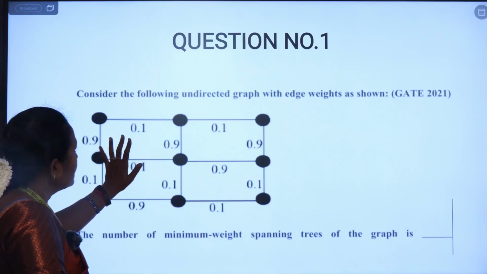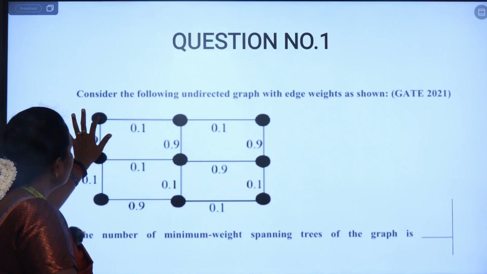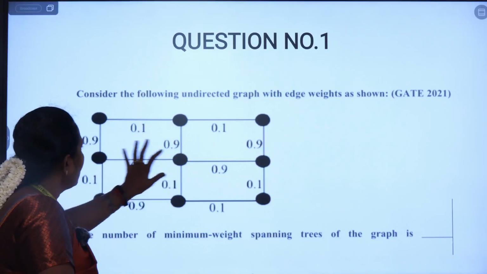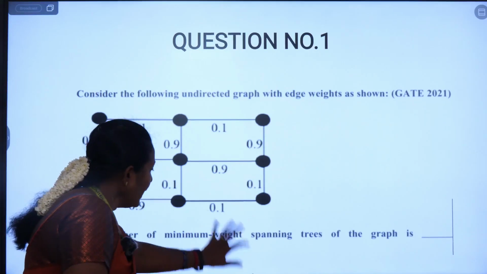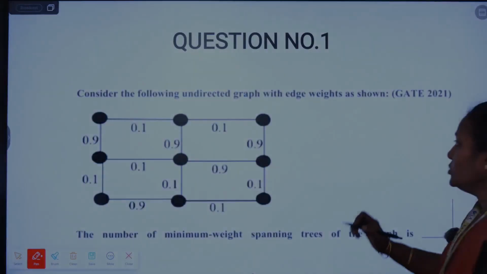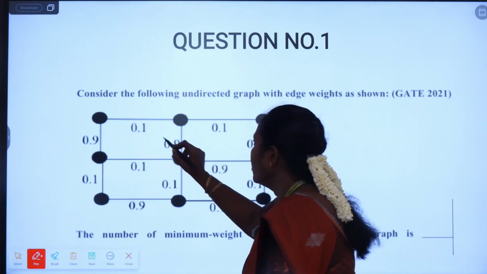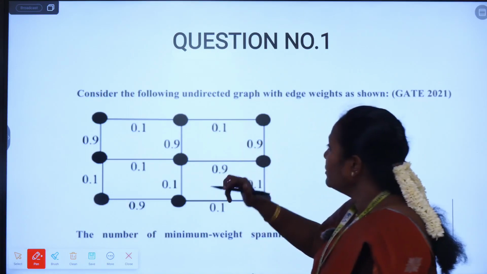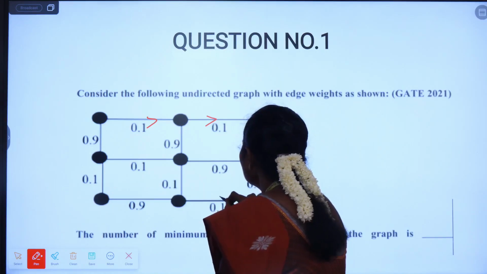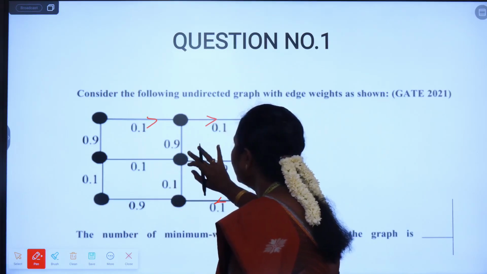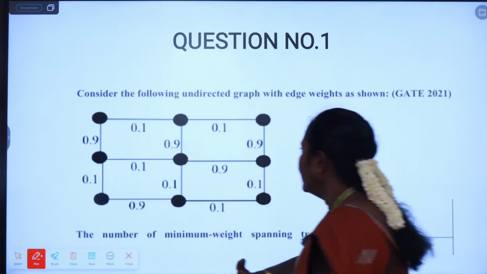So here we are considering this undirected graph with edge weights, and these are the vertices. How many vertices are we having? What do you mean by a directed graph? Directed means you will be having some directions for it. This is a directed graph. We are not going to consider the directed graph here; we are going to consider only the undirected graph.